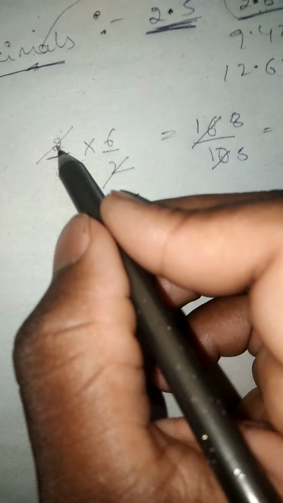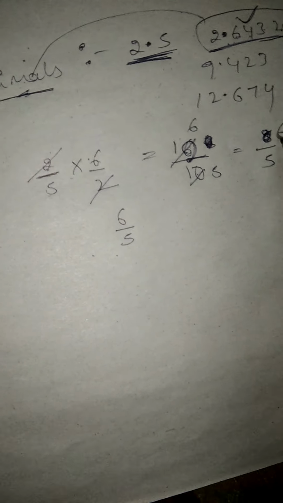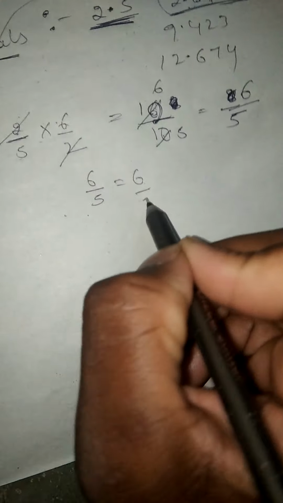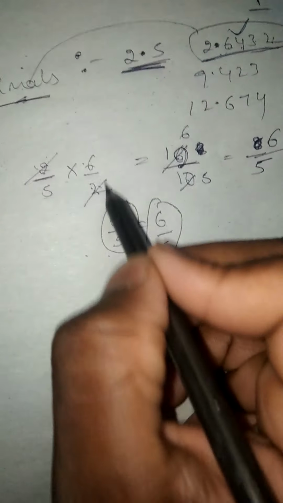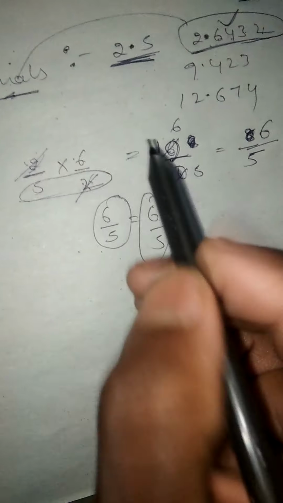This 2 and this 2 are cancelled. 2 sixes are 12 here, not 8. So here 6. We got 6 by 5. Here also we got 6 by 5. When the opposite terms are equal, then we have to cancel these two terms. You don't cancel these two terms.